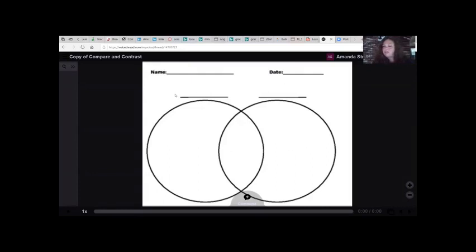Make sure that you put your titles in. You could compare and contrast Minecraft and Pokemon. Have fun with it. Get creative.